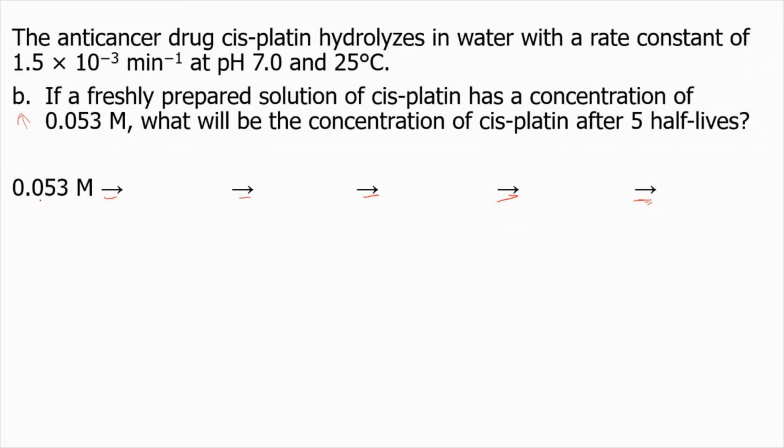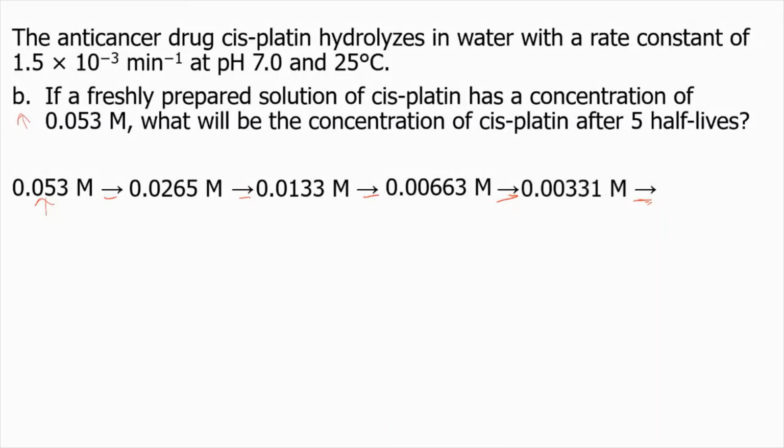I've written down the concentration I started with, and now I know that the half-life is the time it takes for half of a sample to decay. So I'm going to divide 0.053 by 2, and that is 0.0265, which I divide in half again, and I divide 0.0133 in half, and then 0.00663 in half, and then 0.0031 in half. And here we go. This is my final concentration. All right.